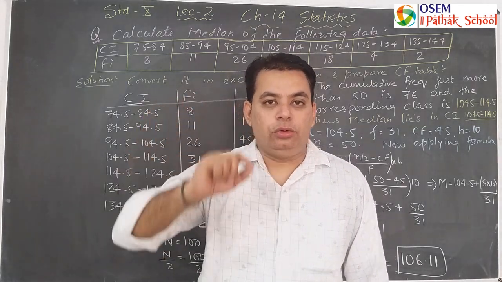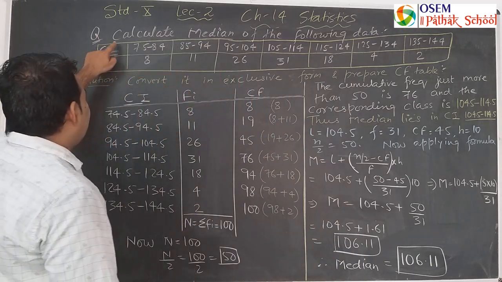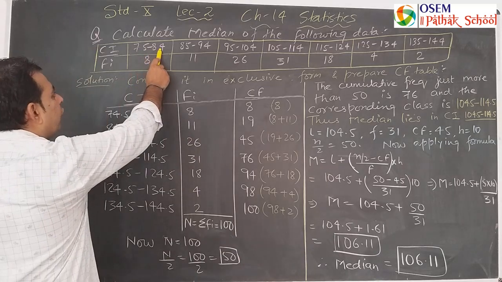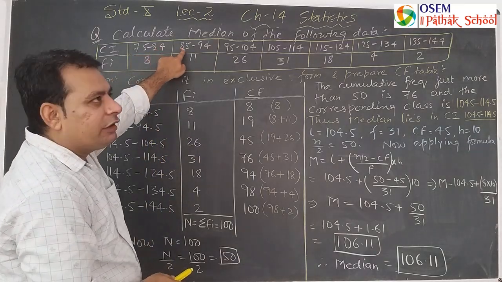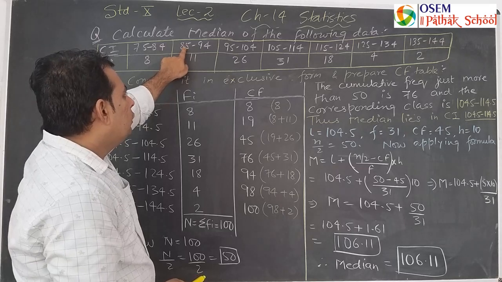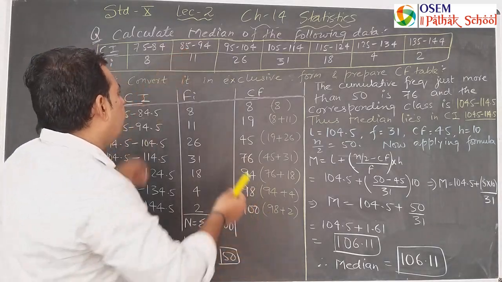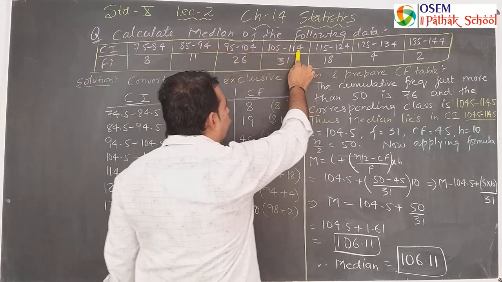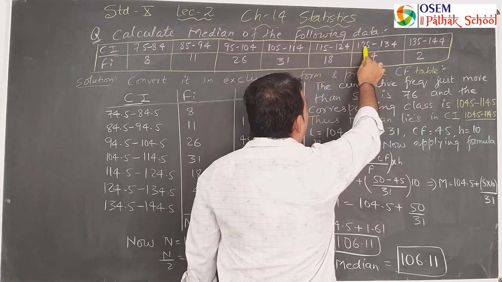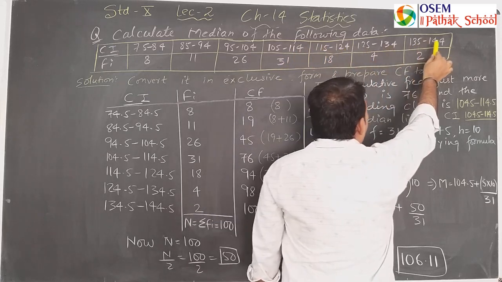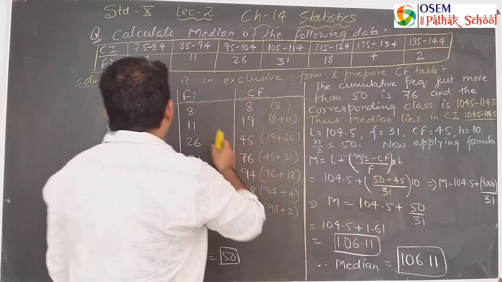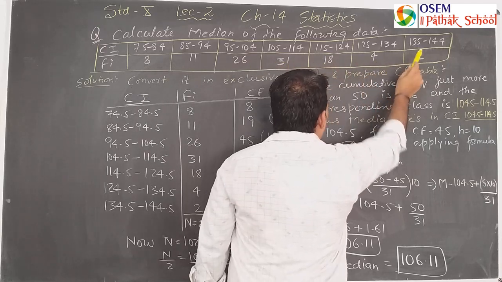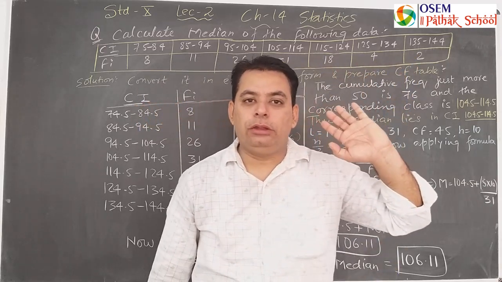The question I have written over here. You can see the class interval. Calculate the median of the following data. You can see the class interval 75 to 84. Look here, this is 84, and the next number is 85. This is inclusive form, and we have to change it to exclusive. Then 85 to 94, 95 to 104, 105 to 114, 115 to 124, 125 to 134, 135 to 144. And the frequencies given to you are 8, 11, 26, 31, 18, 4, 2. So this is the question for calculating the median.